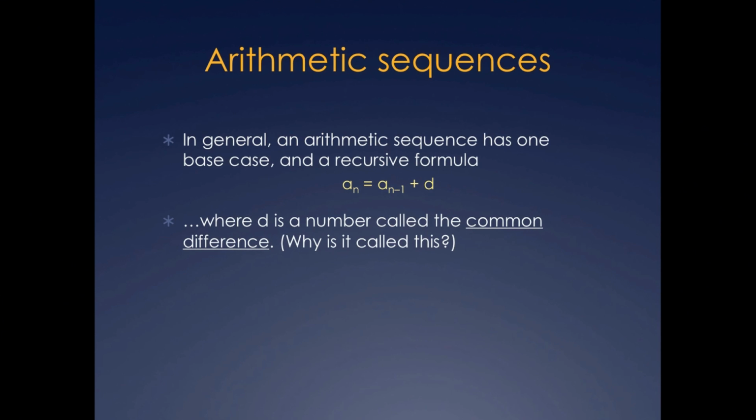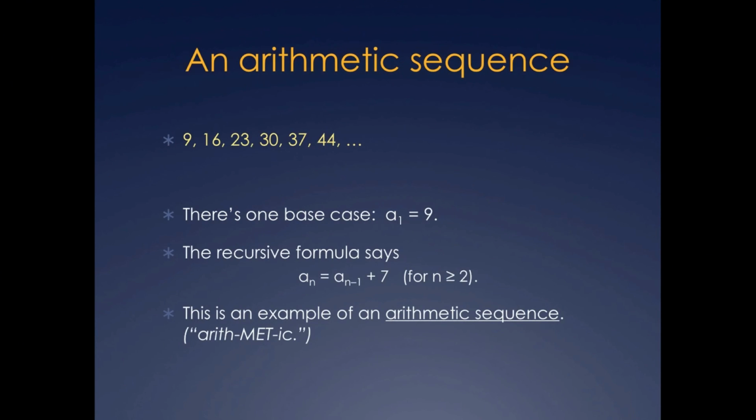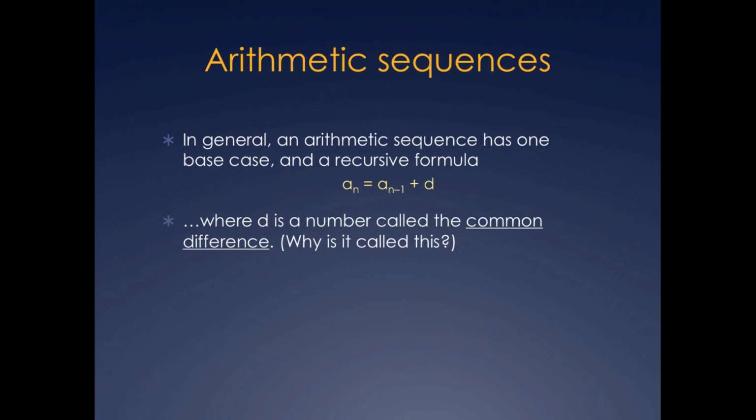What is an arithmetic sequence in general? Well, as I've said, an arithmetic sequence is one in which the recursive formula simply says to get the nth term from the (n-1)st term, add a fixed number. We're going to call this number d when we talk about it. And it's called the common difference. Notice in the previous example, which I'll go back to, that the value of d was 7. More generally, it can be any fixed number.